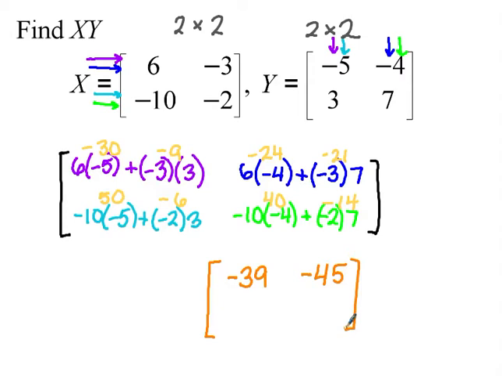Okay, let's move to row 2. What do I get from row 2? 44. And what do I get from the next one? 26. So there you go.